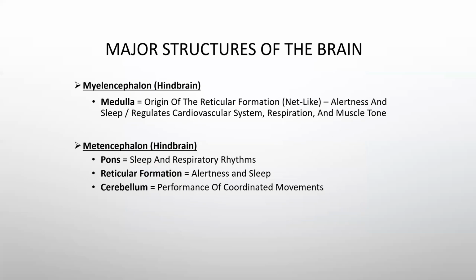So let's start with the Myelencephalon, where we find the medulla. Okay. Now, the medulla is the origin of the reticular formation, also named after its net-like visual characteristics. Okay, the reticular formation is specific for alertness and sleep. Okay. But the medulla overall also regulates the cardiovascular system, respiration, and muscle tone.